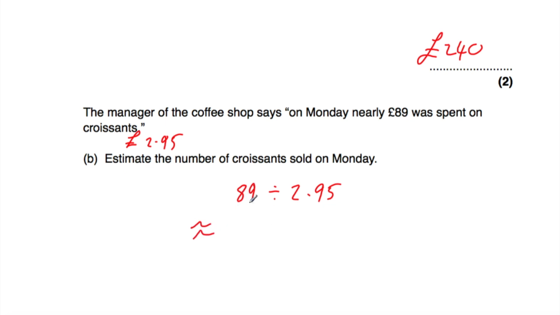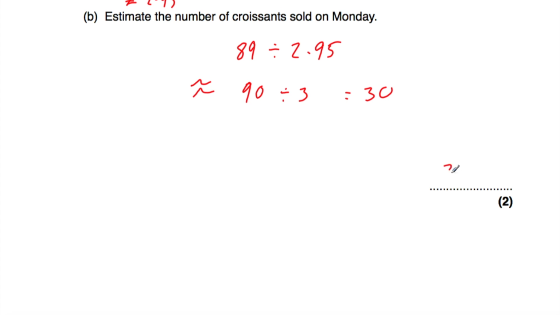So instead of 89, I'm going to use 90, and instead of £2.95, I'm going to divide by 3. 90 divided by 3 is equal to 30. So that means that roughly 30 croissants were sold. Our estimate for the number of croissants sold on Monday would be 30. And that's our answer, 30.